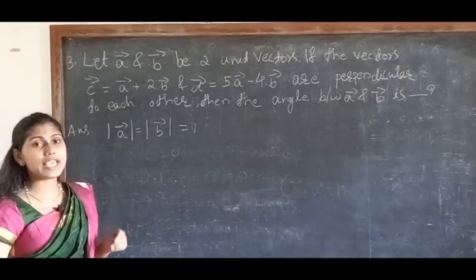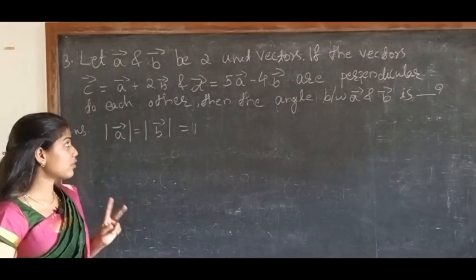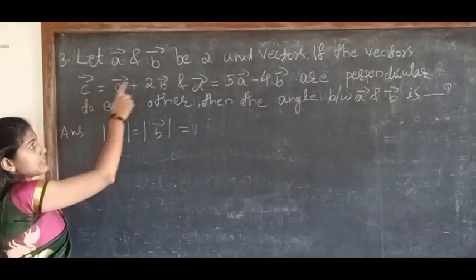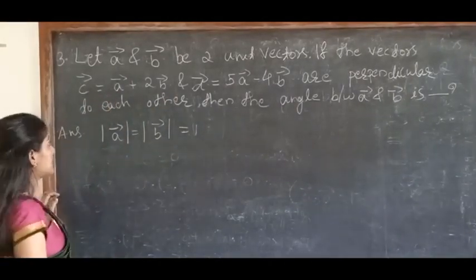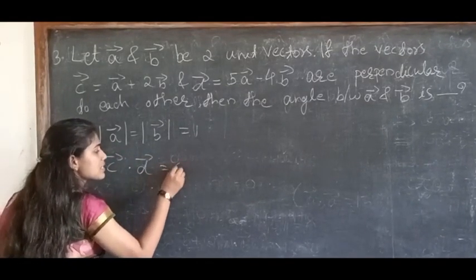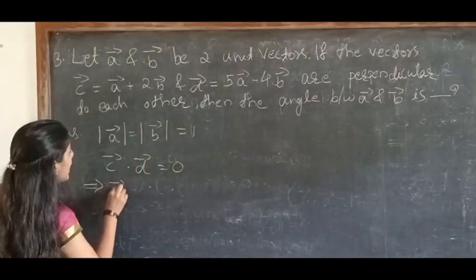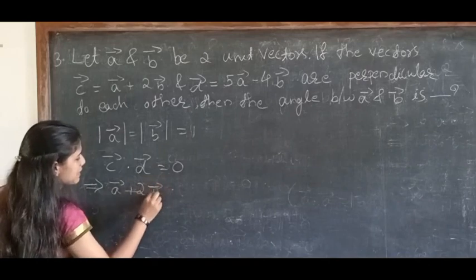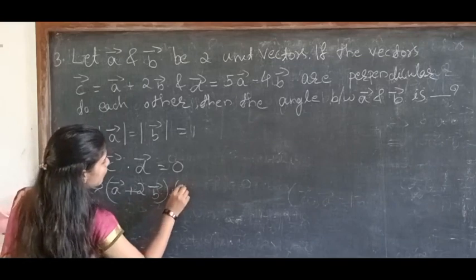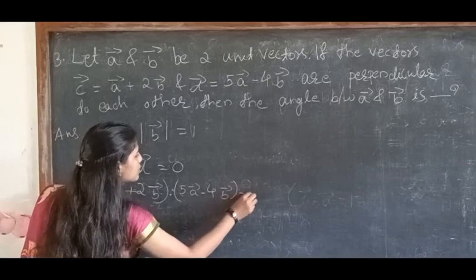Also given that vector C and vector D are perpendicular. Two vectors are said to be perpendicular if and only if the dot product is equal to 0. That is, here given that vector C and vector D are perpendicular, then vector C dot vector D is equal to 0. Which implies vector A plus 2 vector B dot 5 vector A minus 4 vector B is equal to 0.